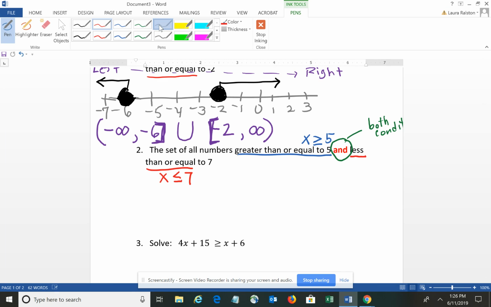Now, let's visualize this, and that may help you see a little bit more what's going on. Okay, so let me draw my number line here.